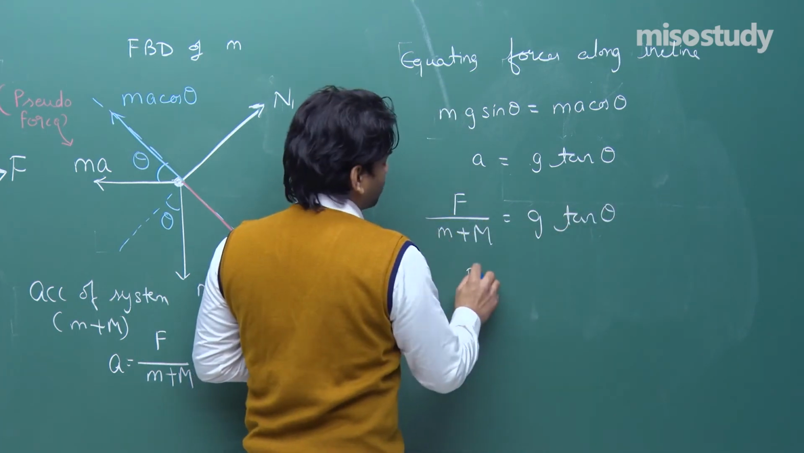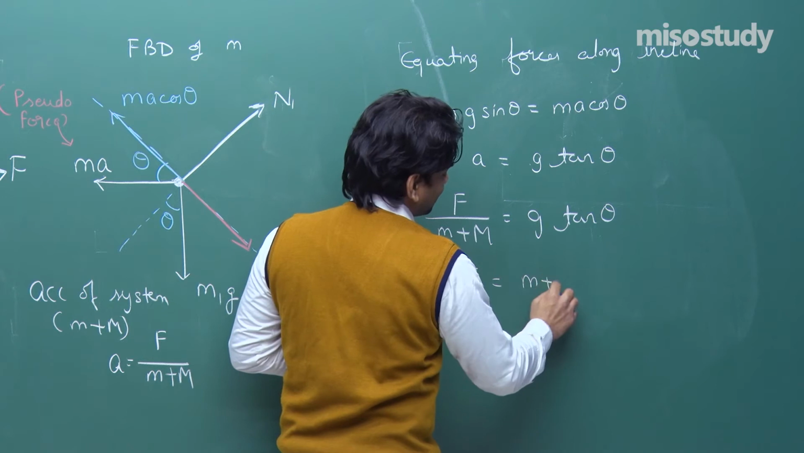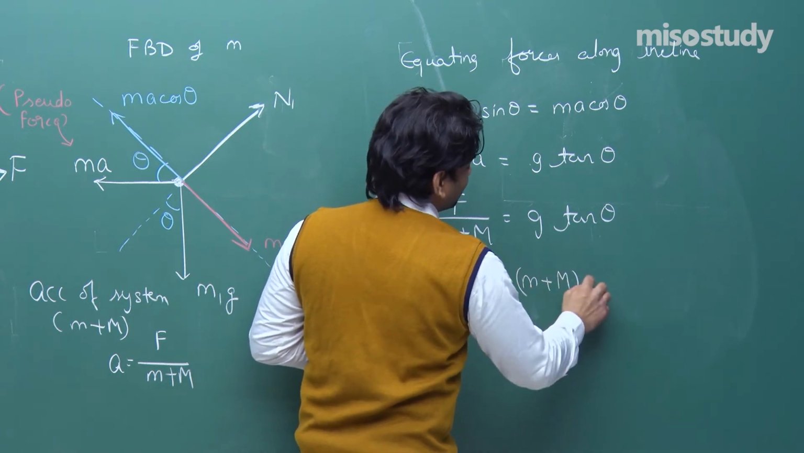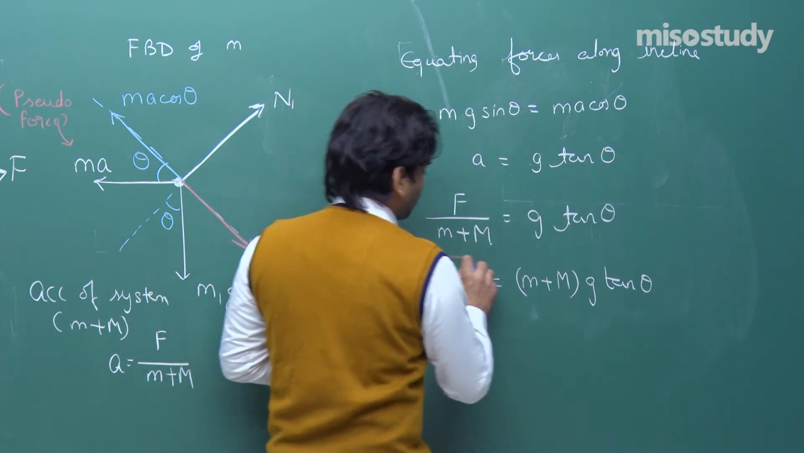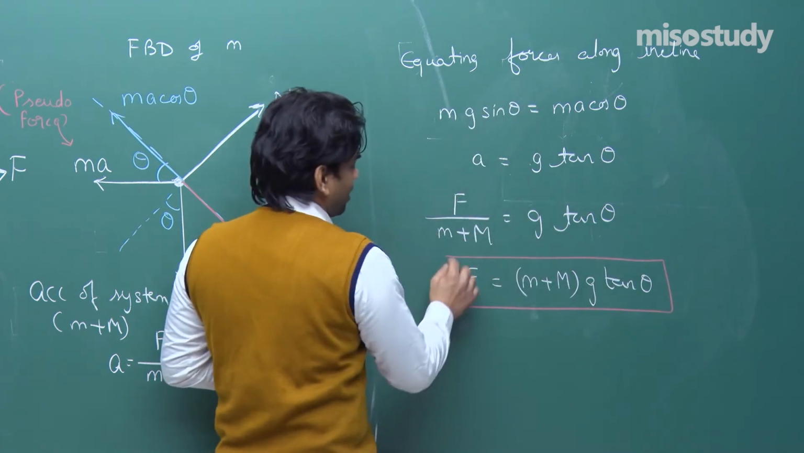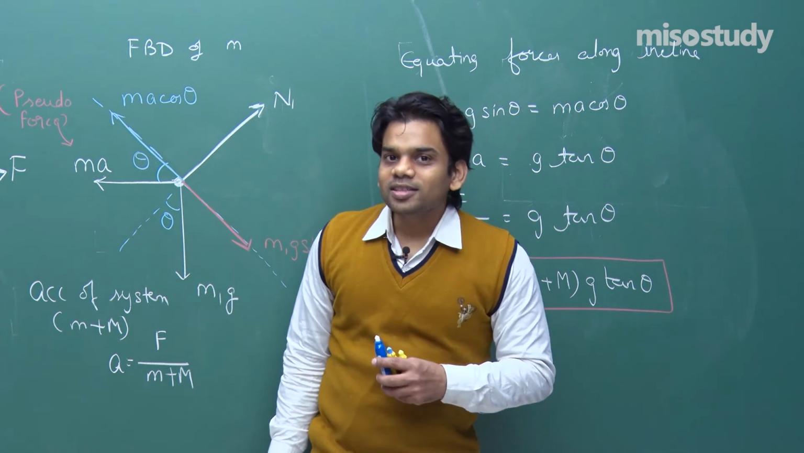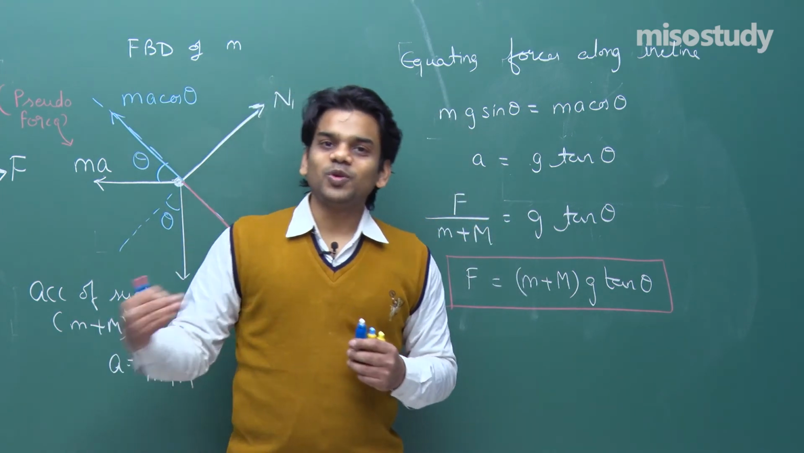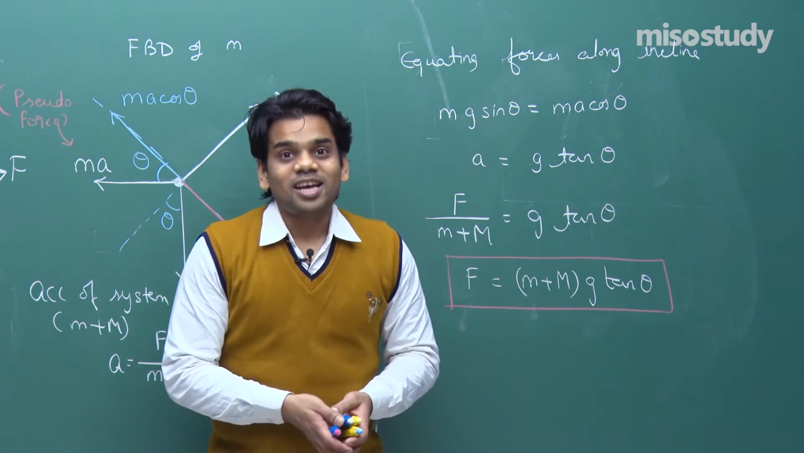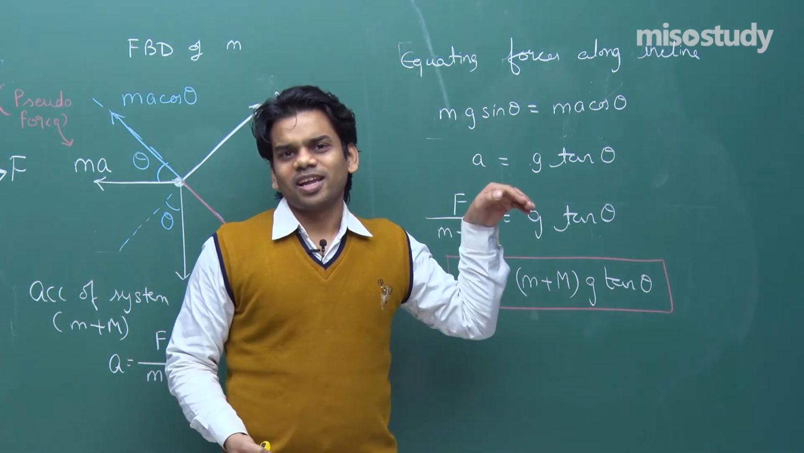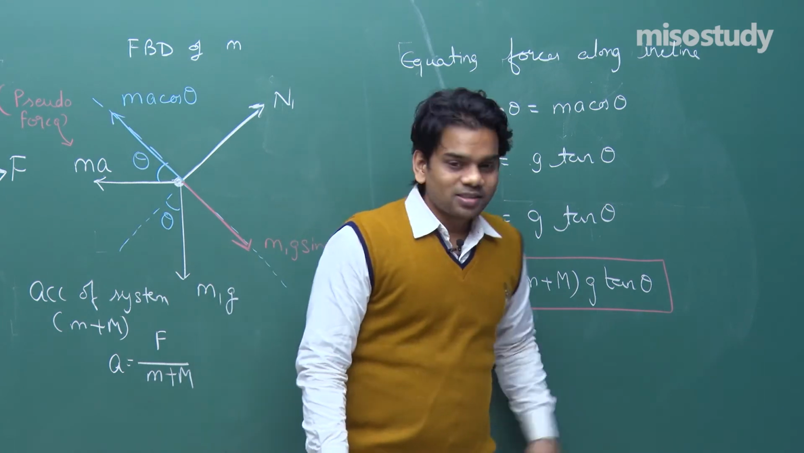From here F comes out to be (m plus capital M) g tan theta. This is the value of force that is required to be acting on the wedge, that was the inclined plane, towards right hand side, so that the small m is not moving relative to the wedge. It's not having an acceleration along the incline. So I wish you can note down. I will start from here.